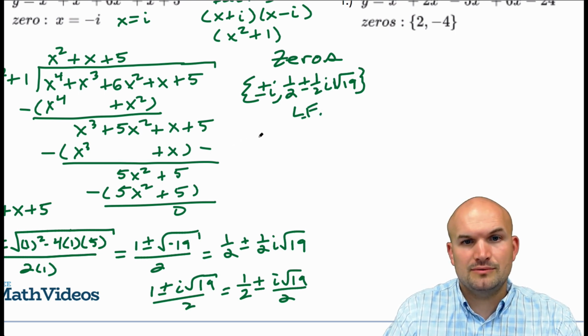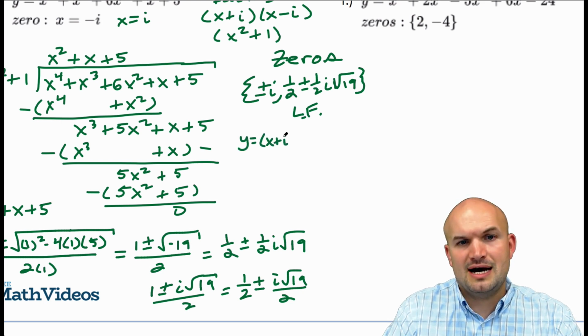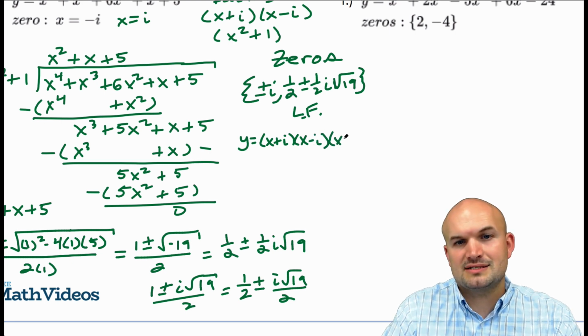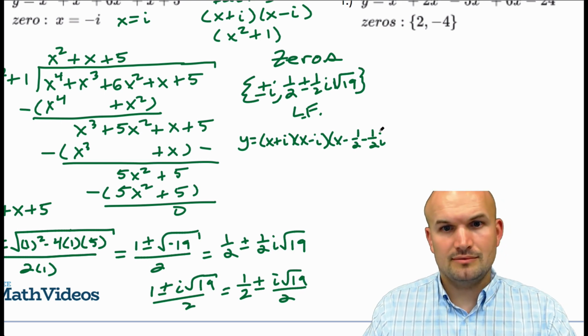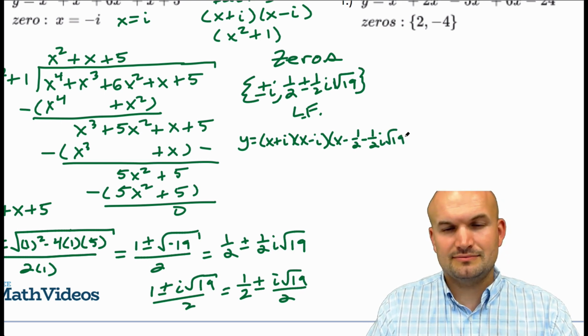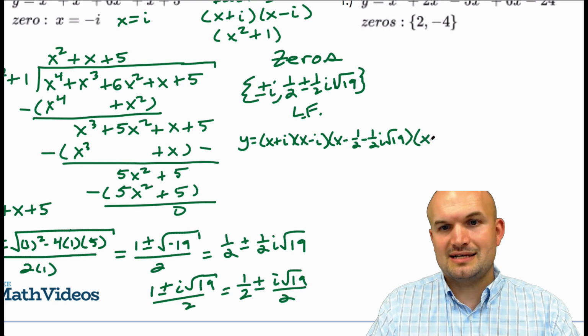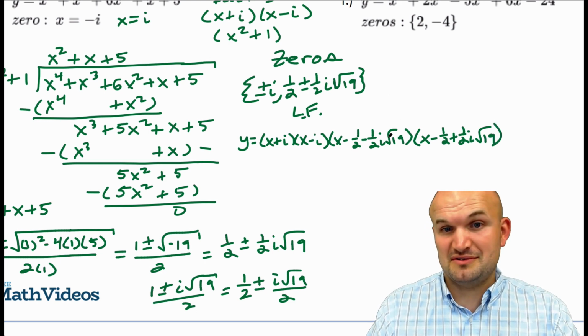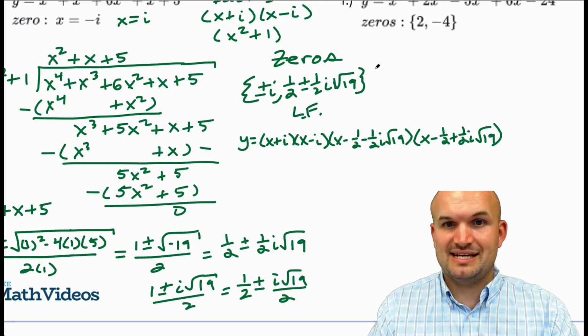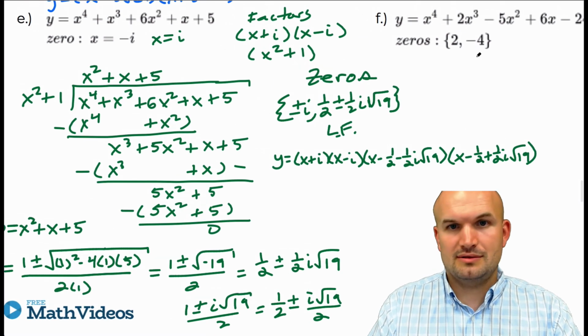So y equals, so my linear factorization would be x plus i times x minus i times x minus 1/2 minus 1/2 i square root of 19 times x minus 1/2 plus 1/2 i square root of 19. Not very fun zeros, right? Not very nice to write out. But that's it.